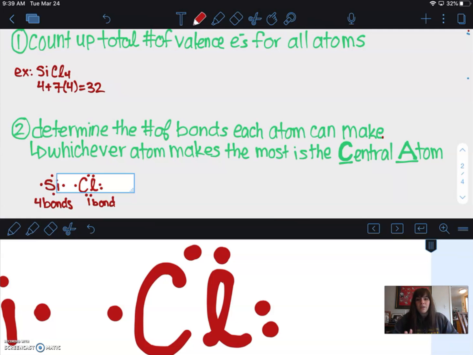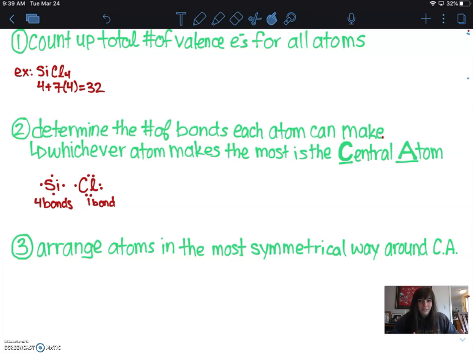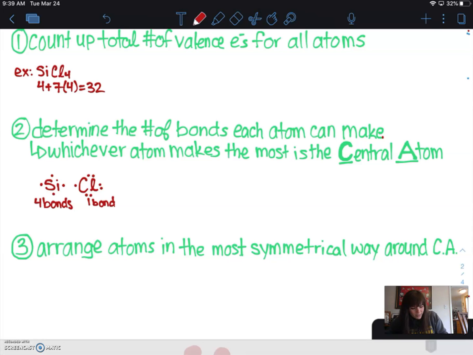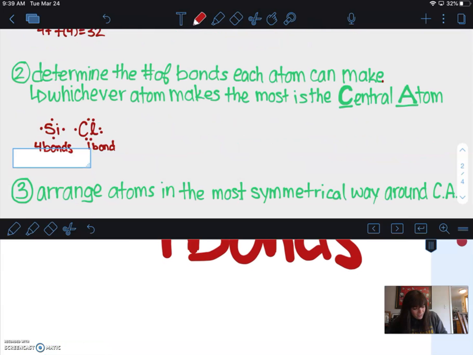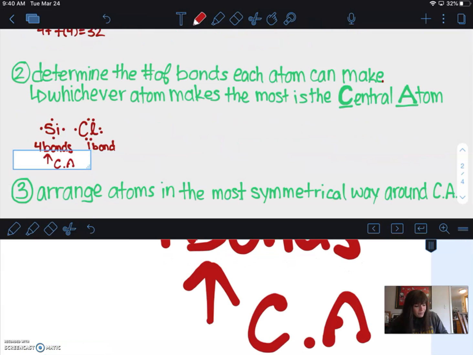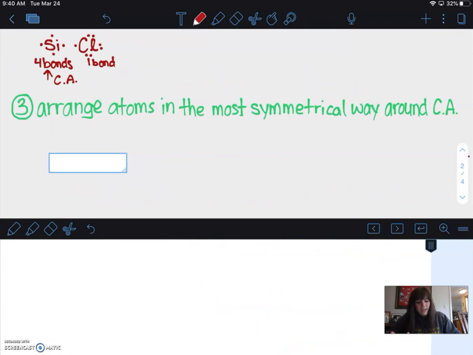Perfect. So that also allows us to kind of give a start to how we are going to draw this compound out. So I'm going to add 1 more note in here just so you can kind of see this process. This guy is going to be our central atom. And that helps us, in number 3, arrange the atoms in the most symmetrical way around our central atom. So we're going to have silicon in the center.